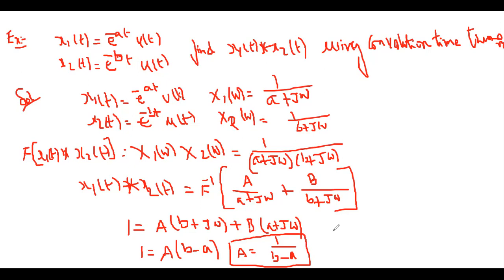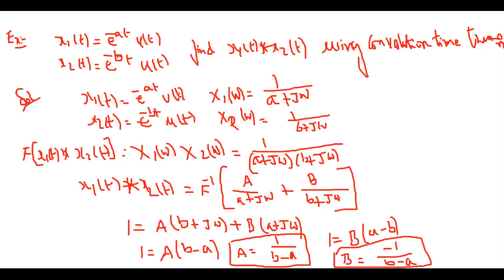Similarly, to find the B value, substitute j omega equal to minus b. So 1 is equal to B into (a minus b). So B is equal to 1 by (a minus b), which is minus 1 by (b minus a). We got B equal to minus 1 by (b minus a). Okay.